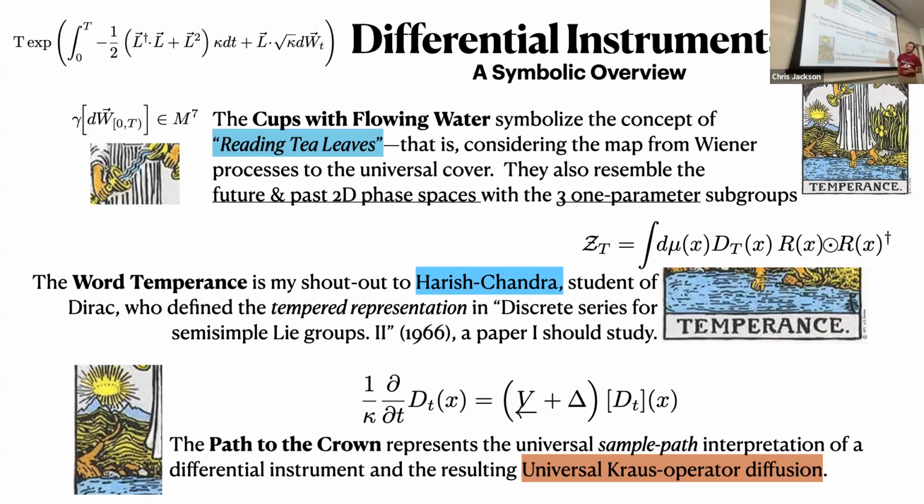And then finally, there's the path to the crown. The path is supposed to remind you of sample paths and this whole sample path diffusion correspondence. And the crown is, I guess, accomplishing the Trinity, knowing how to think about this instrument literally as the Kolmogorov evolution of the Krauss operator density. So that's the symbol. The temperance card is a very famous symbol, so you can Google it, look at it, see if you remember anything about what I just told you.